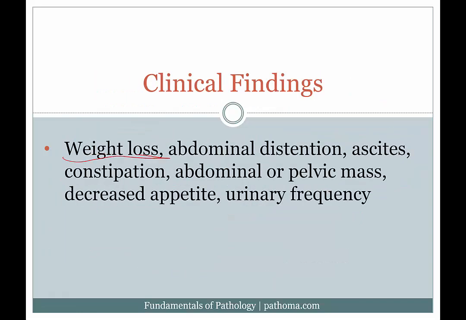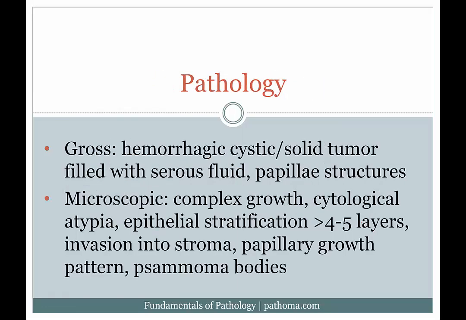Clinically, you would see weight loss, classic of any type of cancer, abdominal distension, ascites, which is classic for ovarian cystadenocarcinoma, constipation, abdominal pelvic mass, decreased appetite, and urinary frequency. Pathologically, on gross exam, you'd pull this out and it would look hemorrhagic, cystic, and solid with serous fluid. Microscopically, you would see complex growth, cytologic atypia, epithelial stratification, invasion, and a papillary growth pattern, classically papillary.